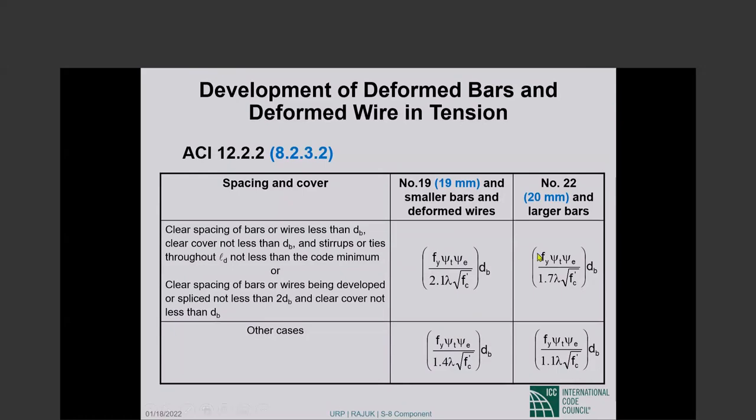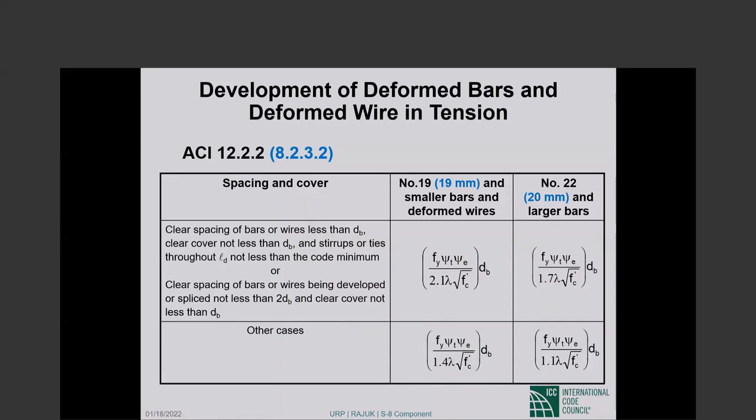This table has two columns. The first one is for clear spacing of bars or wires not less than d sub b, clear cover not less than d sub b, and stirrups or ties. Read this: if this situation or that situation is satisfied, you use the first half of the table. All other cases, you use the second part of the table. The second part gives you a longer required development length. The 2.1 changes to 1.4, 1.7 changes to 1.1.